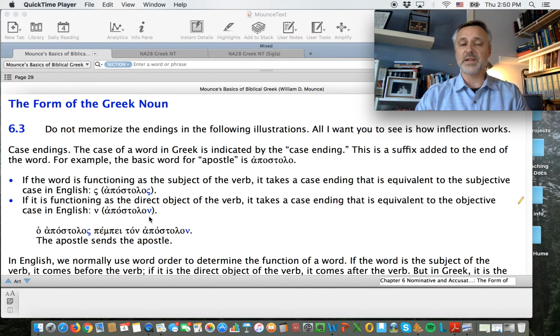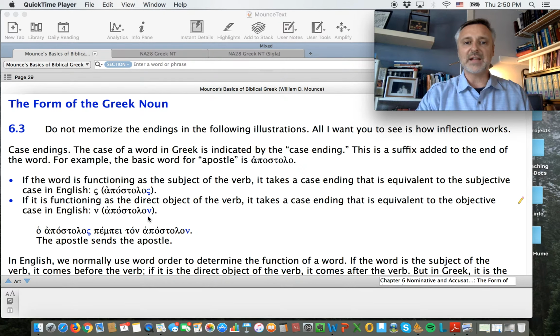So you're not memorizing these endings right now. We're going to go through all the endings in just a second, but I just wanted to show you the way this works. So essentially, we have endings that attach to stems and then interact with final stem vowels. So let me say it again. We have case endings, like this sigma, like this nu, that attach to stems of nouns, and these case endings are going to interact with this final stem vowel.